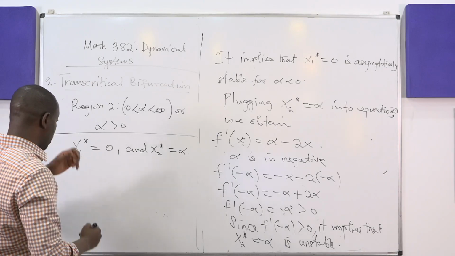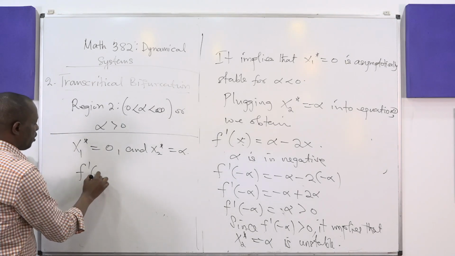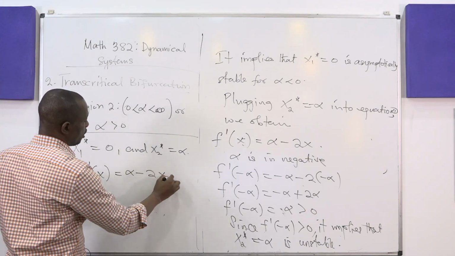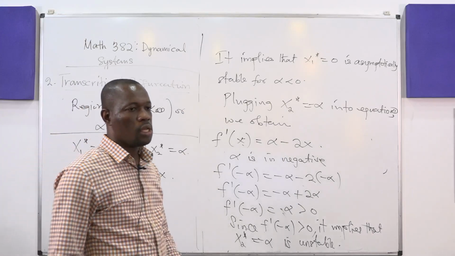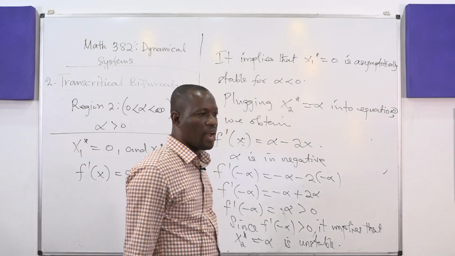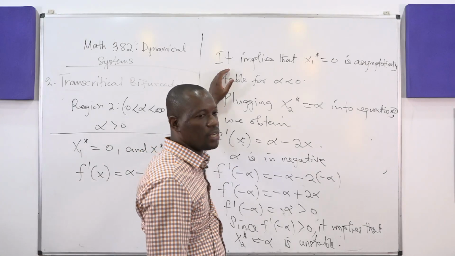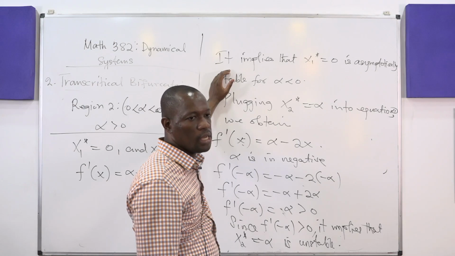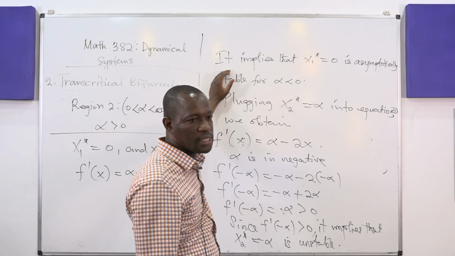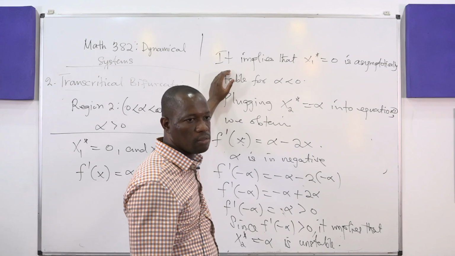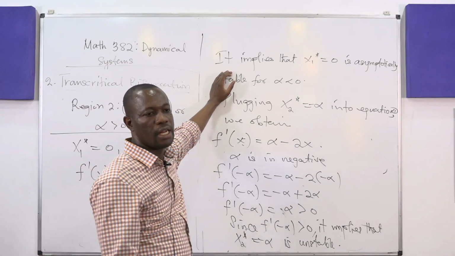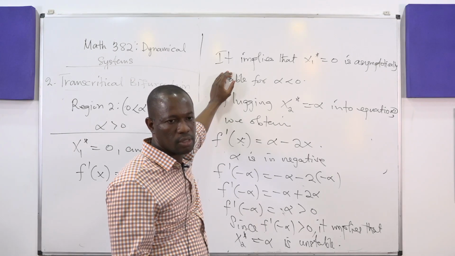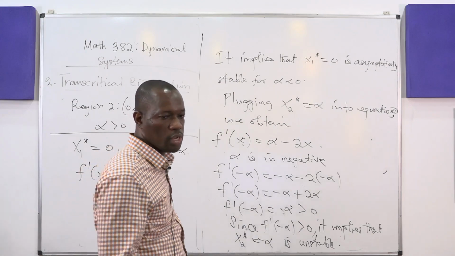So our f prime at x is alpha minus 2x. So we put each one in. If we are in the negative region, we don't have negative, that's 0. Is that okay? 0 is neither negative nor positive. It is 0. It's separate. It's like a separation. It separates the negative real numbers from the positive real numbers. You get it?